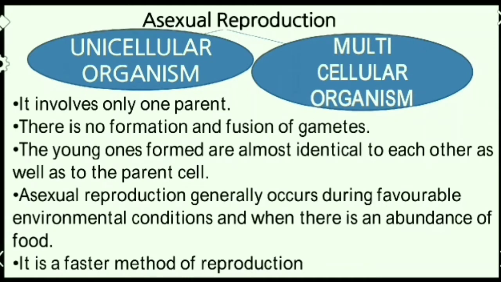So, what is asexual reproduction? Asexual reproduction involves only one parent, and there is no formation and fusion of gametes. The young ones will be formed almost identical to each other as well as to the parent cell.